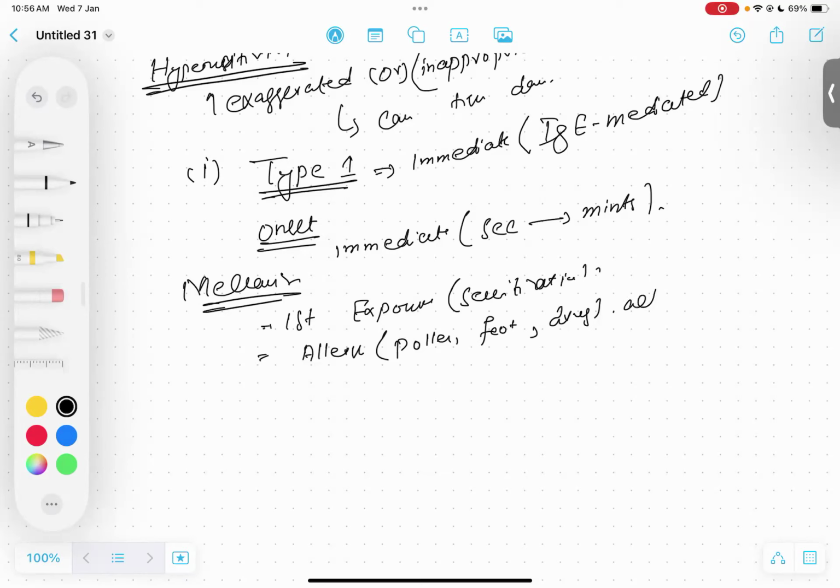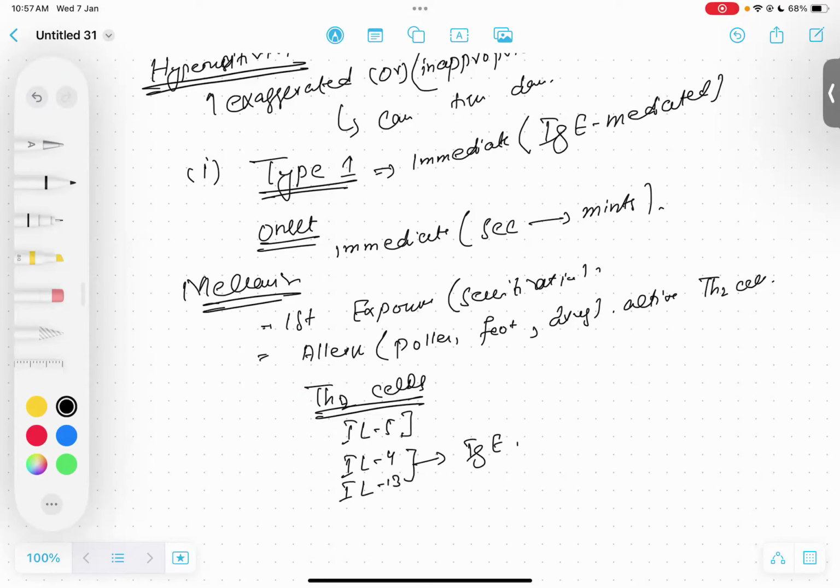These allergens will activate T helper 2 cells, and these T helper 2 cells will then release three different types of cytokines. Can anybody tell me? IL-5, and IL-4 and 13. Excellent, doctor, excellent. So IL-4 and IL-13 will produce IgE, and IL-5 will stimulate eosinophils.